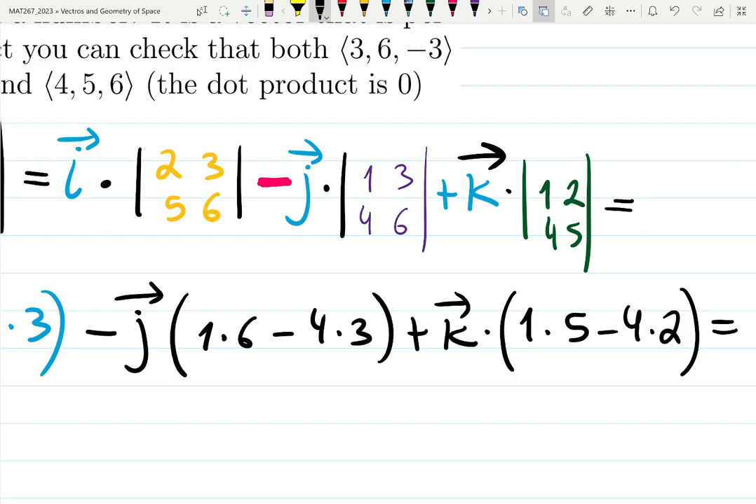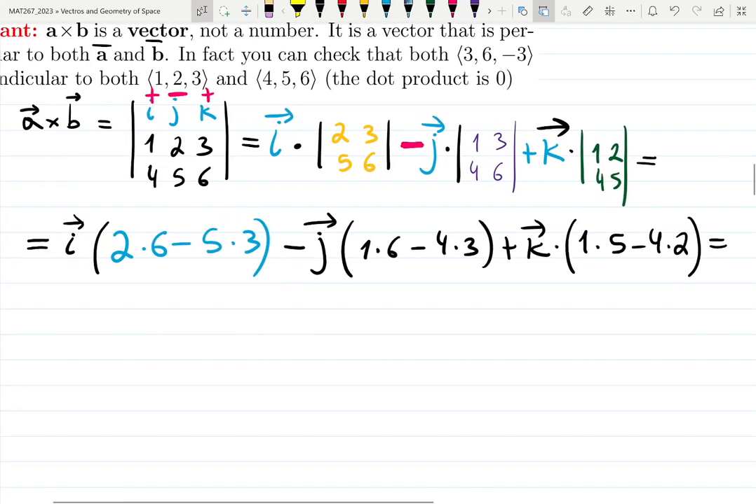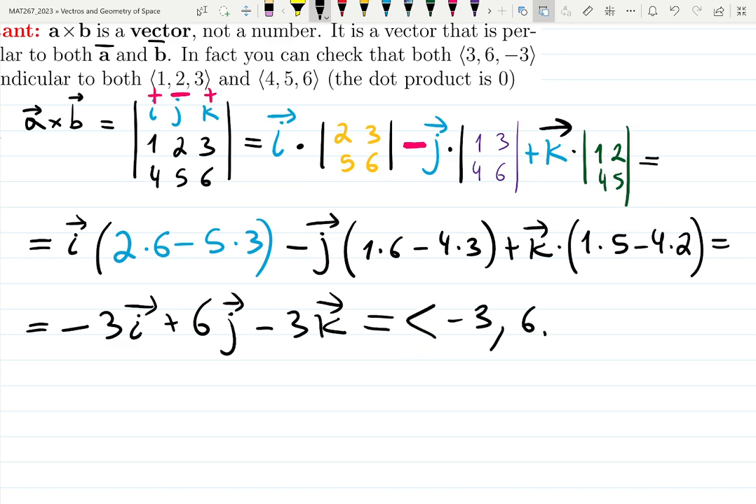The answer should not be a number. That's very important. The answer should be a vector. The vector is minus 3i plus 6j minus 3k. Let's just algebra quickly calculate. And the same way to write it down is minus 3, 6, minus 3. That is the same notation.